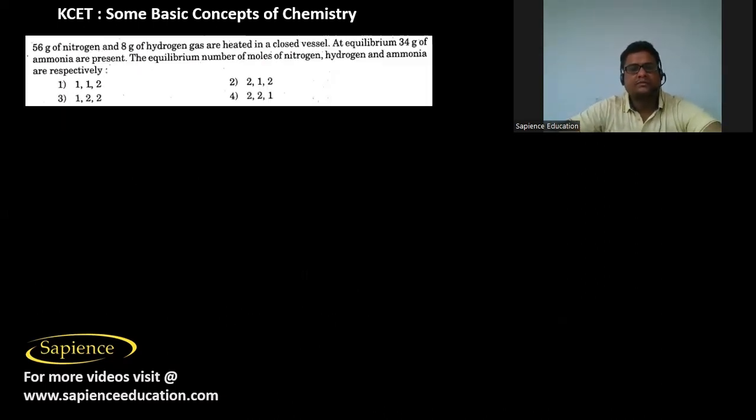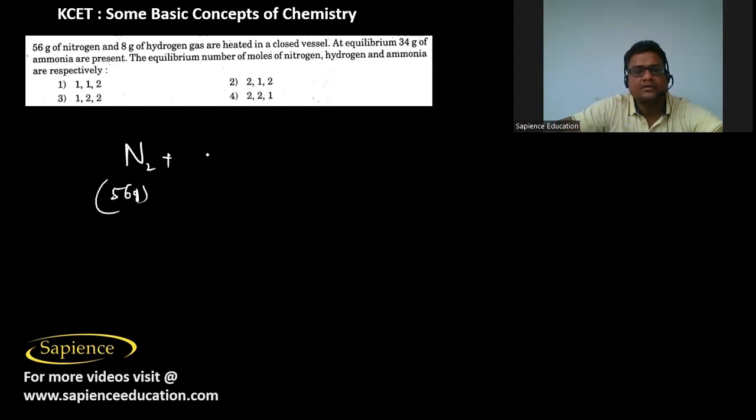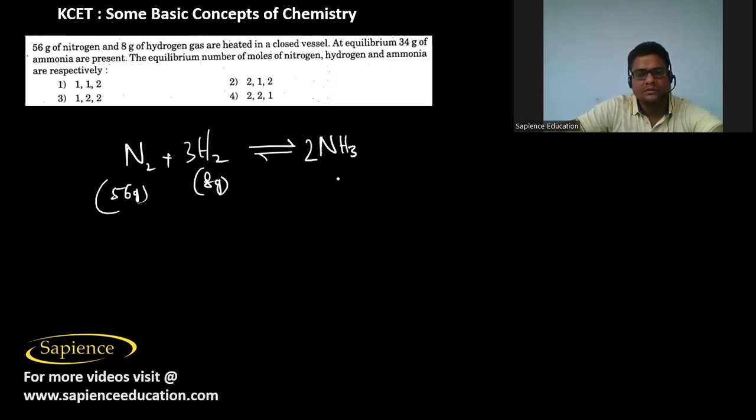Okay. Then here it is told that 56 gram of nitrogen and 8 gram of hydrogen gas are heated in a closed vessel. At equilibrium, 34 gram of ammonia are present. So here we have ammonia which is formed. The 2 moles of NH3 is formed from 1 mole of N2 and 3 moles of hydrogen. So 34 gram of ammonia are formed. The equilibrium number of moles of nitrogen, hydrogen, and ammonia will be.